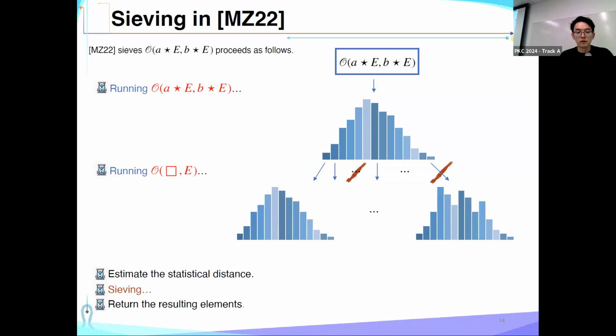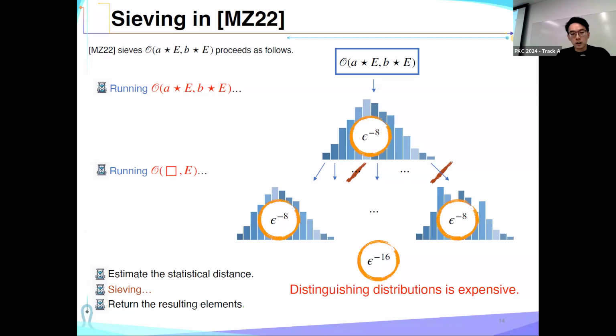You get a new oracle. And every sampling takes epsilon to the -8, and the support could be as large as epsilon to the -8. So this step costs epsilon to the -16. It is quite expensive. This is because if you want to distinguish distributions, it is always expensive.